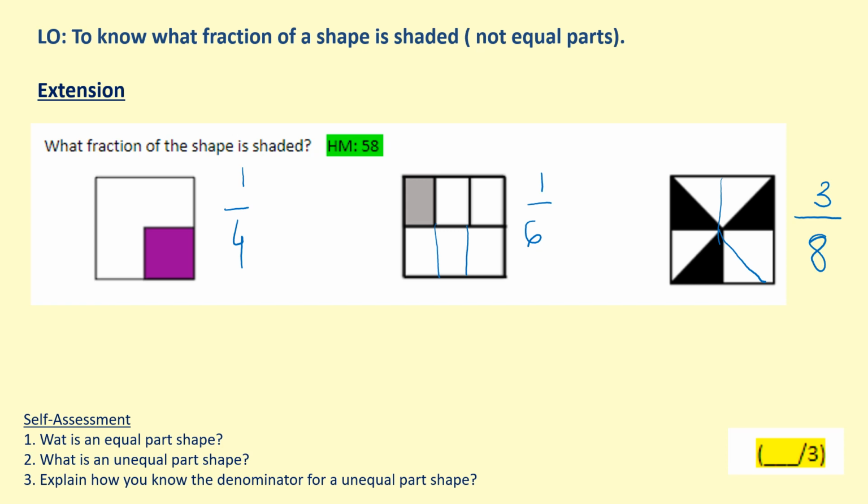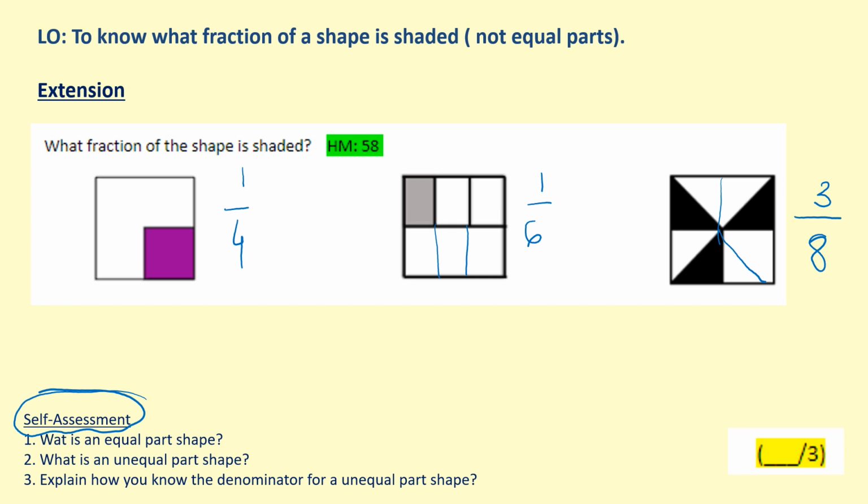So what is an equal part shape? In here at the end we've got self-assessment. What is an equal part shape? So the equal parts shape is the shape that's been split into smaller parts and each of them is equal. Question 2, what is an unequal part shape? So it's a shape that's been split into more than one part, but those parts are not exactly the same.